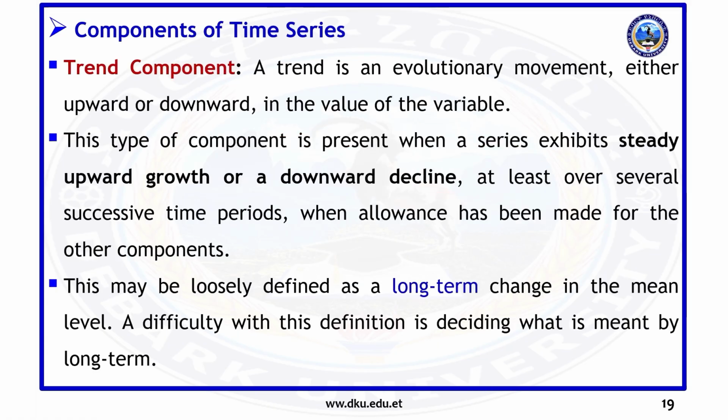Let us focus on the trend component. A trend represents an evolutionary movement in the data, either upward or downward in the value of the variable. This component is observed when a series shows steady growth or decline across several consecutive periods after accounting for the other components. In simple terms, it can be thought of as a long-term change in the average level of the series. One challenge in identifying a trend is determining exactly what counts as long-term, since this can vary depending on the context and the series being analyzed.